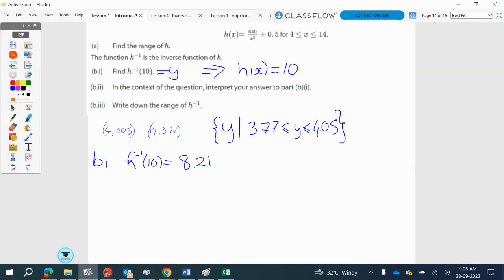8.21. We need to sprinkle the water to put out the fire and so on.